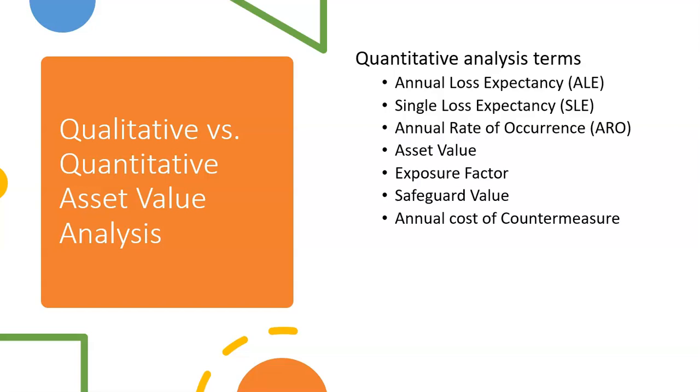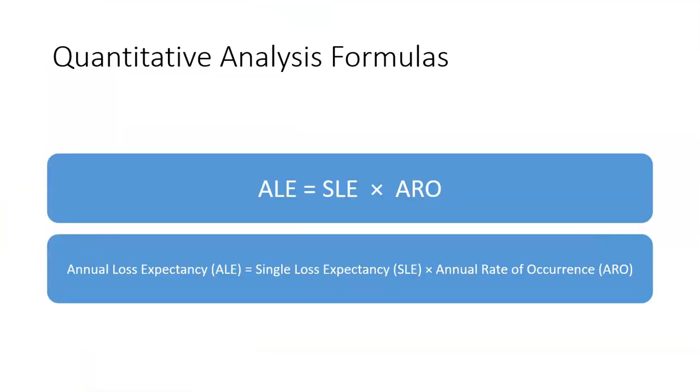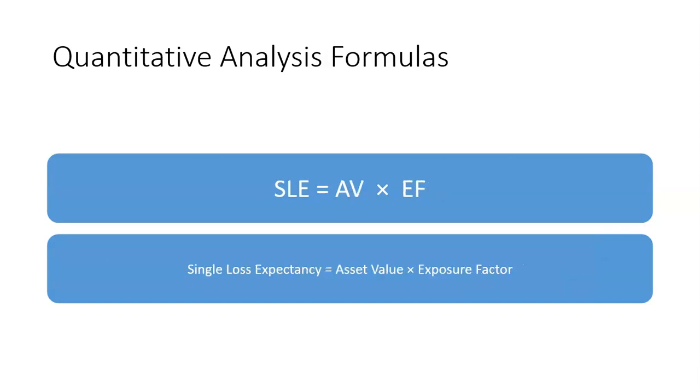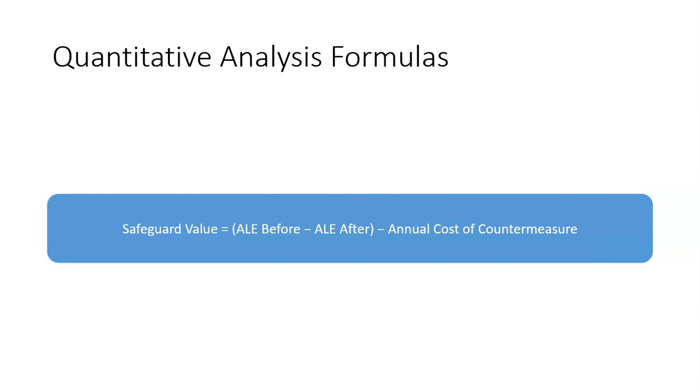And also we need to understand some formulas. To calculate ALE, we need to multiply the SLE, single loss expectancy, by the annual rate of occurrence. And then the single loss expectancy is equal to asset value multiplied by the exposure factor. Now the third formula is related to the safeguard value, which is the difference between the annual loss expectancy before and after implementation of the controls, and finally we need to subtract the annual cost of the countermeasures from that value.